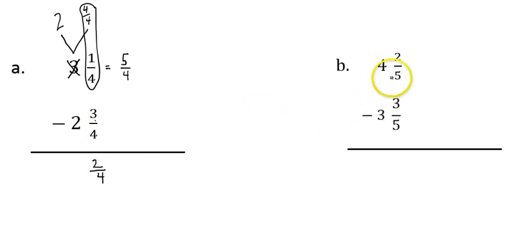Let's look at another example. Here I have 4 2/5 minus 3 3/5. And again, I don't have enough fifths in order to do my subtraction, so I need to get some more fifths from my whole number. This time I'm working with 4 wholes. I'm going to break that into 3 wholes and 5/5. 5/5 is the same as 1, so that's why it equals 4.